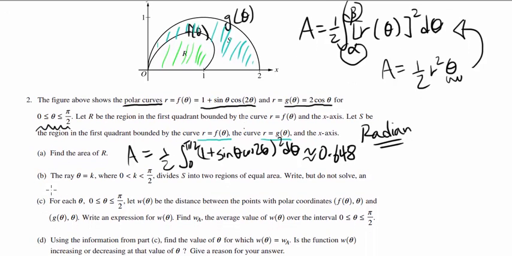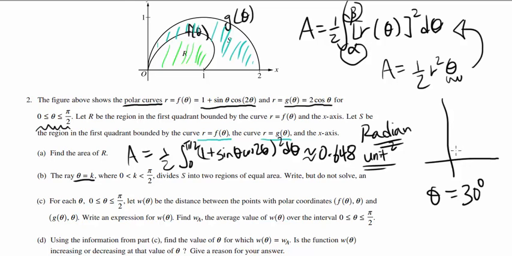I guess you can always put square units, just in case. Now let's move on to part B. Part B, the ray theta is equal to k. So what is that? Well, if theta is equal to 30 degrees, which is like this, the ray is going to be pointing like this. So ray theta equals k. We have some angle k, and you have a ray going out.